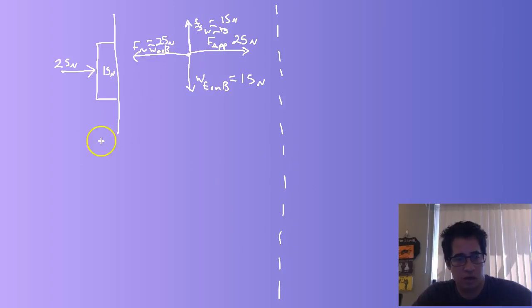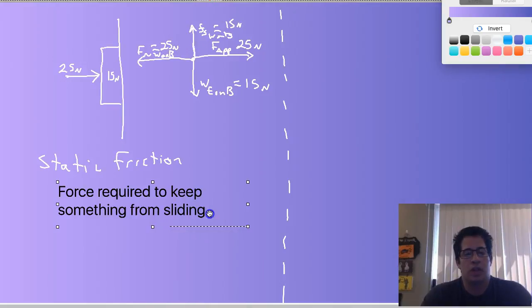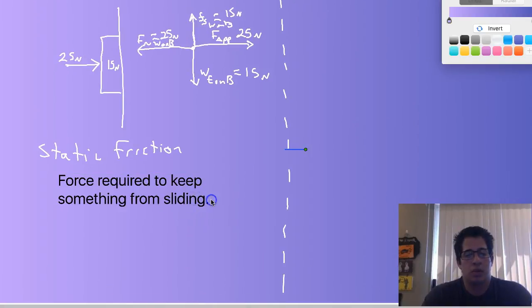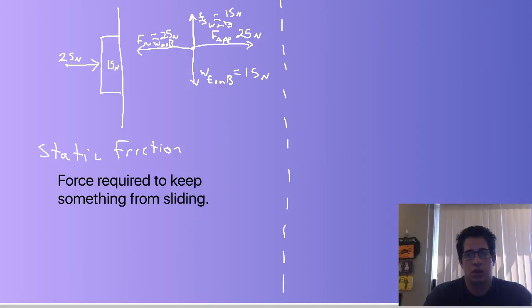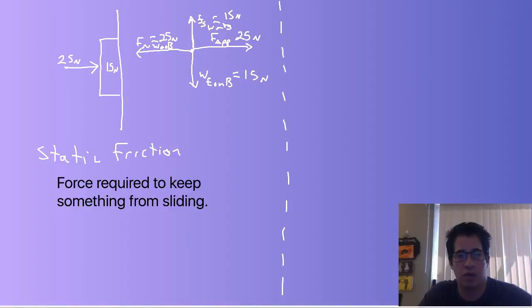Okay, so the new kind of force we introduced here is static friction. Static friction is the force required to keep something from sliding. And its direction is going to be opposite whatever force it's balancing out. And so that's static friction. And then there's one other kind of force I want to mention before we wrap up this video.